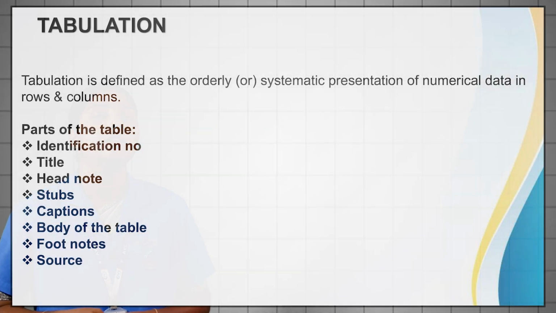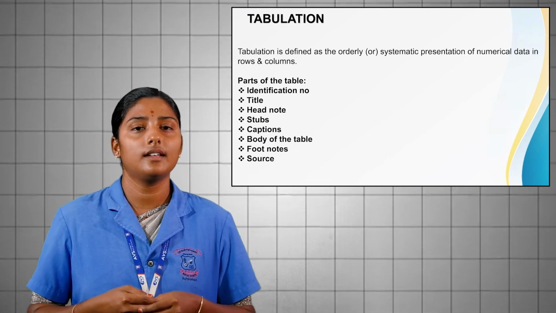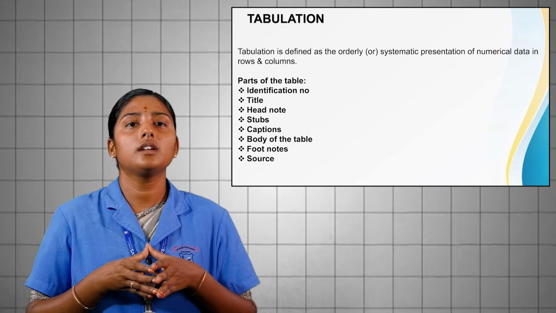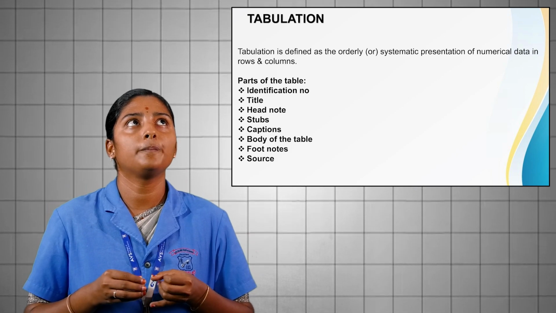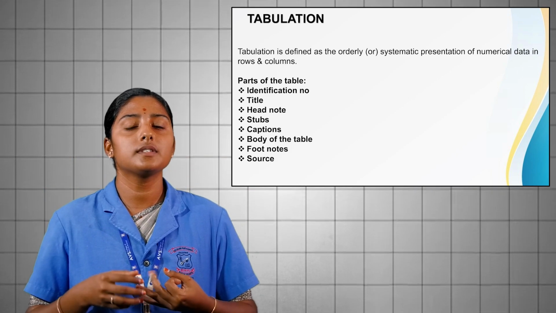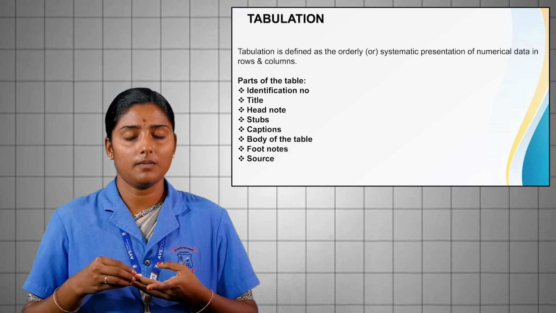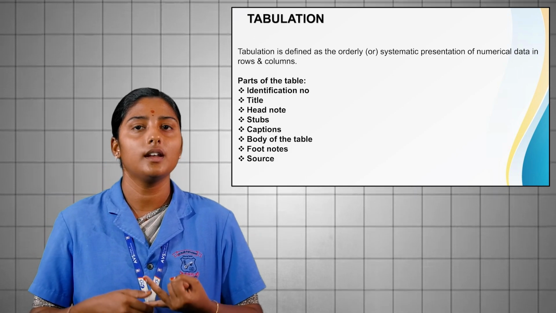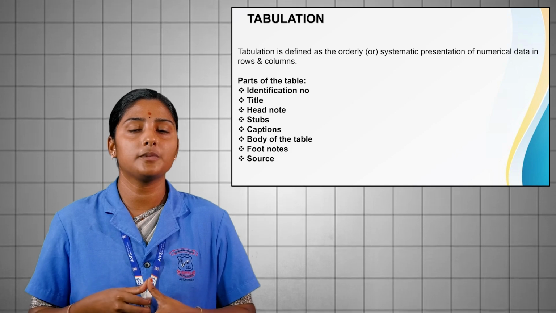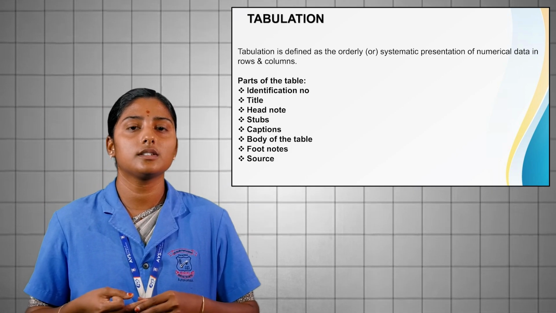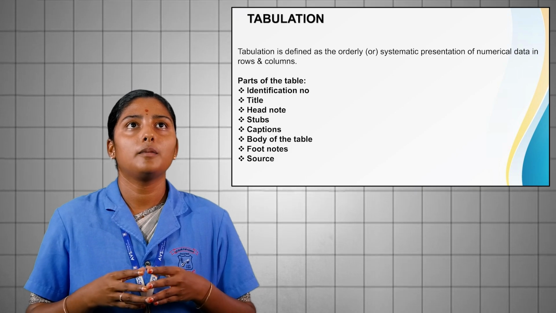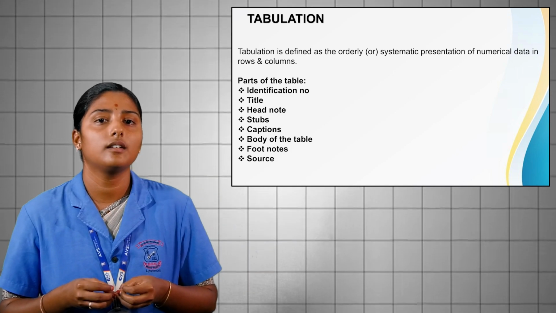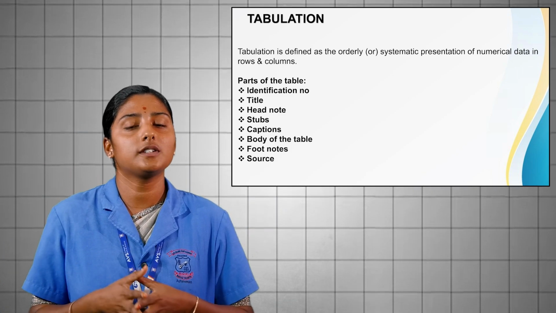Tabulation. Tabulation is defined as the orderly or systematic presentation of numerical data in rows and columns. What makes a good table? We have rows and columns, sub-rows and columns, topics, etc. These are the parts of the table: identification number, title, head note, stubs, captions, body of the table, footnotes, and source. A table is more convenient for classifying the data. We have to use the parts of the table.